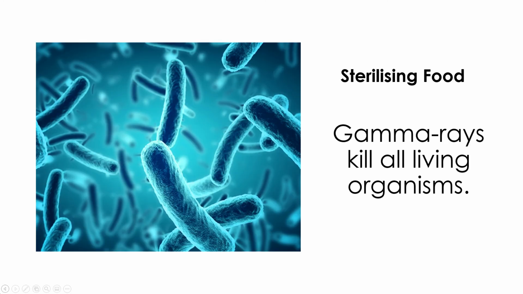Gamma rays. Gamma rays can be used to sterilize food because they kill all living organisms. So if you've ever had a tin of food, like some tinned peaches, these will have been treated by gamma rays in order to kill any bacteria inside that tin.